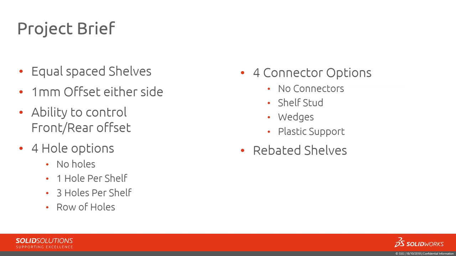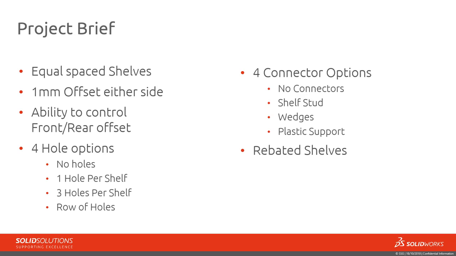So first of all, let's go about defining ourselves a project brief, looking at a particular workflow. What I'll be looking at doing here is setting up a set of equally spaced shelves and following the parameters that we've got outlined there on the presentation slide. So I'll be looking to define a 1mm offset for the shelves, and that's working from left to right as we would be putting them into the cabinet.